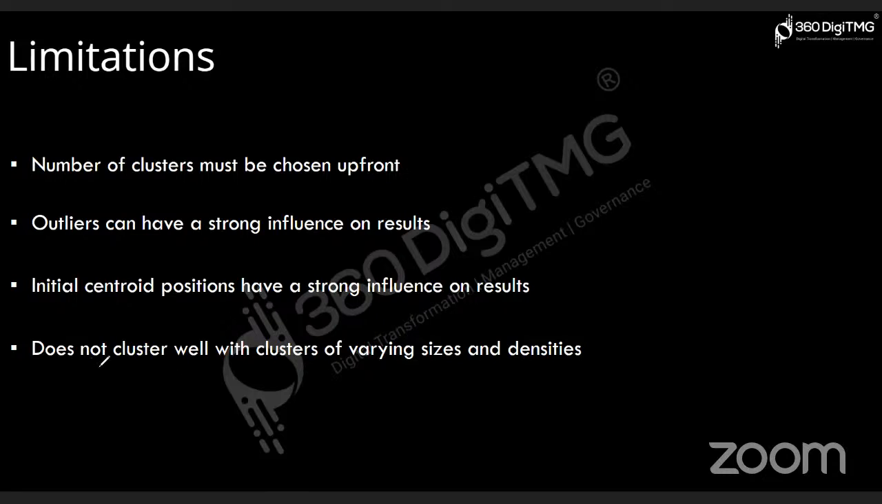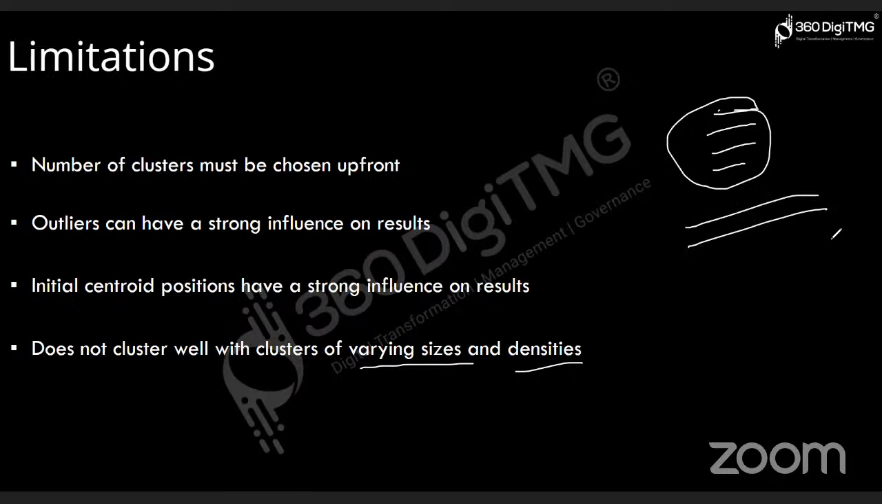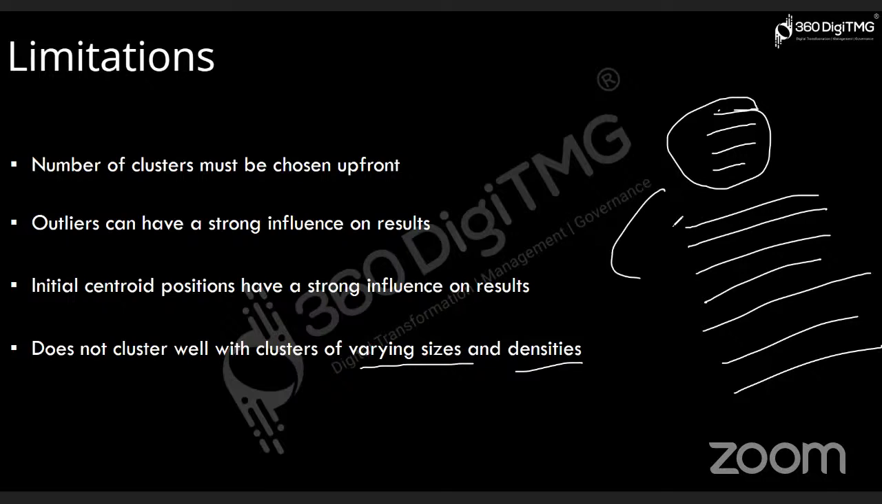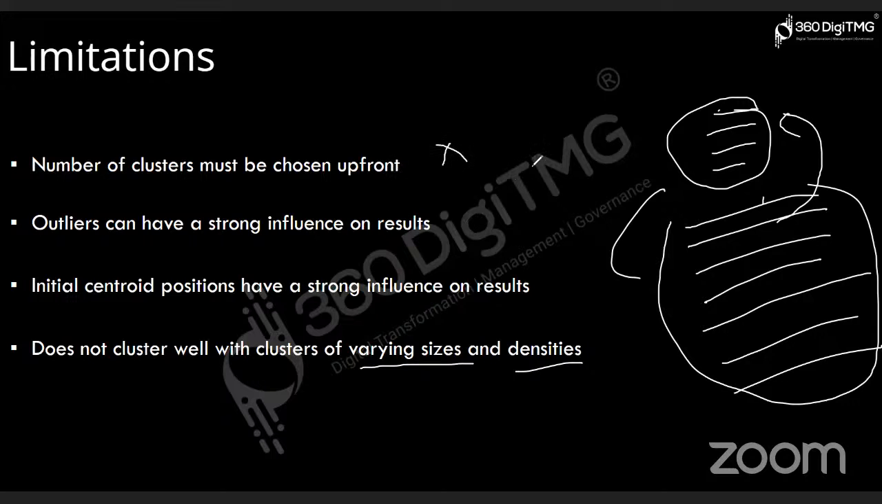Next, it also doesn't cluster well with clusters of varying size and density. Suppose we have the properties of a few people, and in the same data set we have the properties of a large number of people; it will not be able to do this clustering well. Some of the data points will be here. The clustering will not be good. It will not give us a good result if we have varying sizes and density of similar points.